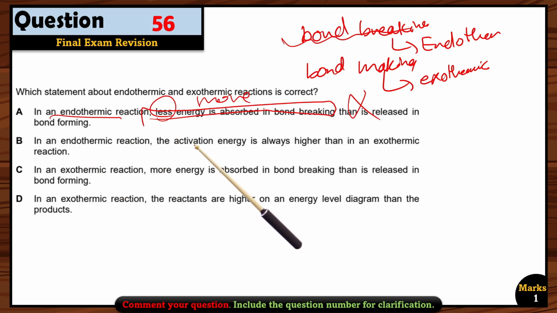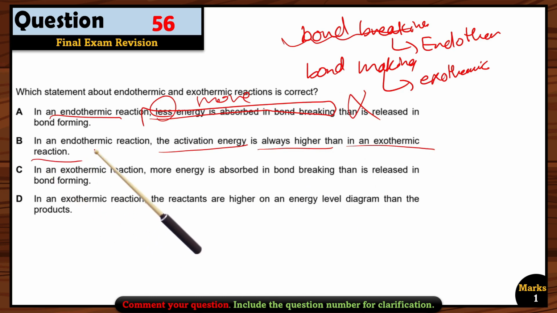In an endothermic reaction, the activation energy is always higher than in an exothermic reaction. That is wrong. Why? Because the activation energy depends on the type of reaction. It does not depend on endothermic or exothermic, because activation energy is the minimum energy to start a chemical reaction. So it differs based on the type of the reaction. For some exothermic reactions, it can be very high. For some endothermic reactions, it can be very low. So it depends only on the type of the reaction, not on whether it is endothermic or exothermic. Okay, so this option is also wrong.